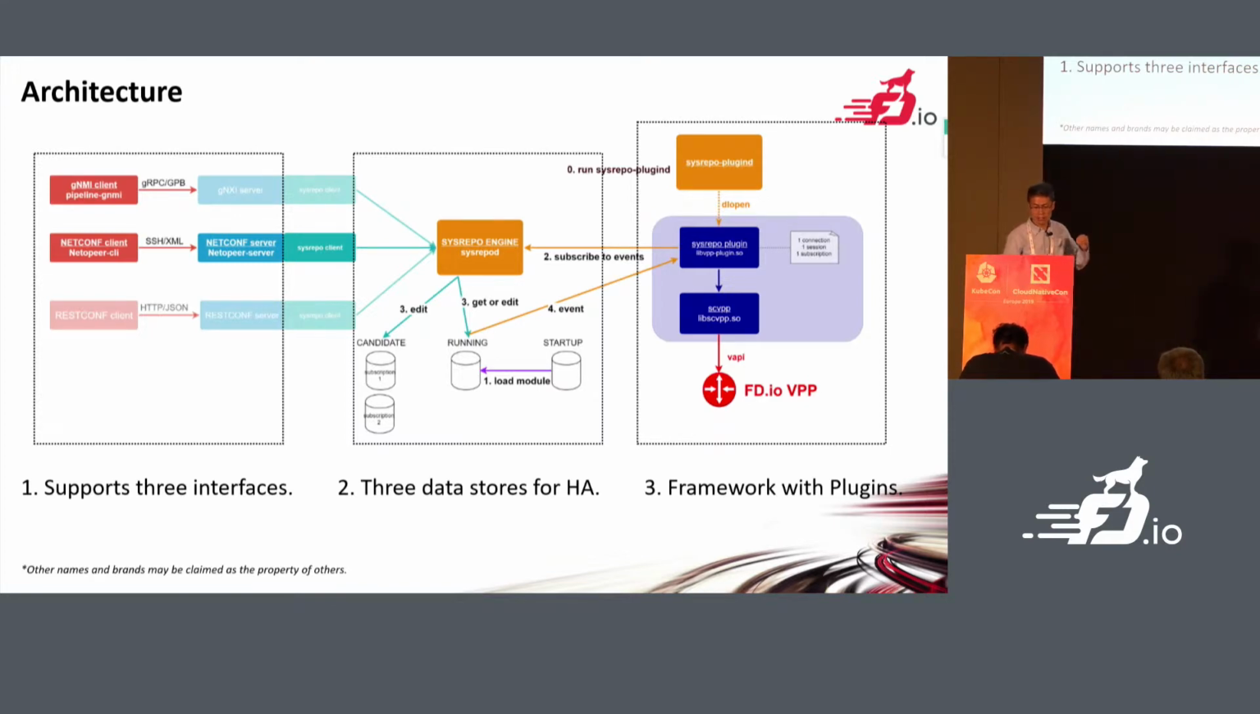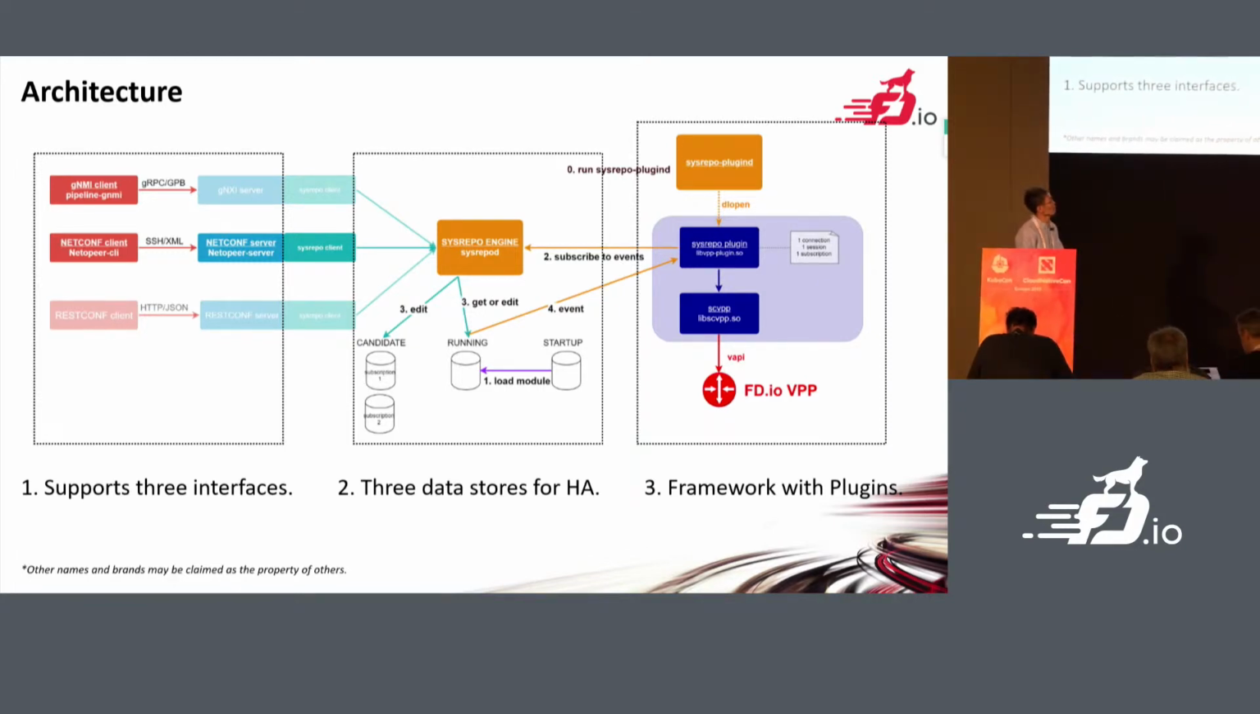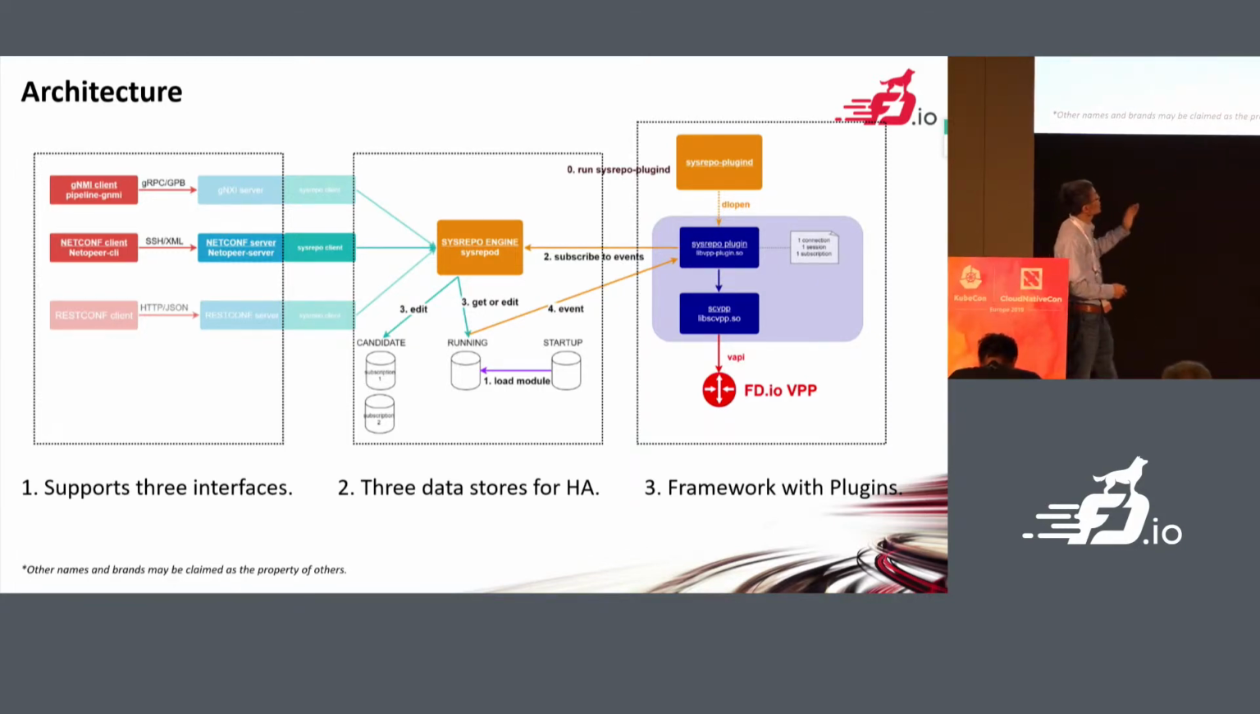But in the next release, which means the 1908 release, we will support the RESTconf protocol. On the middle side, we have three data stores for high availability, which means the candidate data store, running data store, and the startup data store.